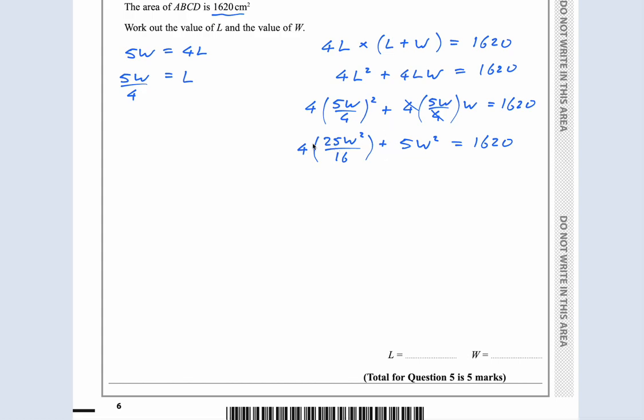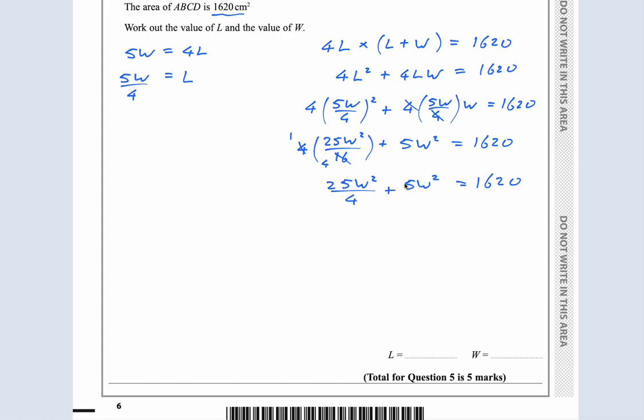Okay, nearly there. The 4 and the 16 can cancel, so that's 1. 4 into 4 goes once, 4 into 16 goes 4 times. So now I have 25W squared over 4 plus 5W squared equals 1620.